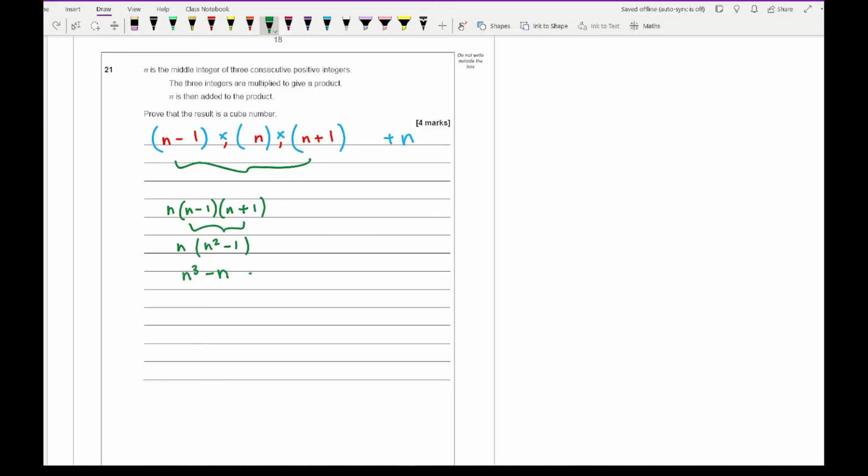Now if I then add n to that, you can see that the minus n and the other n cancel out, so all I'm left with is n cubed. So therefore the answer is a cube number, and this obviously is going to be my cube number. So in all, it's not actually that bad to prove. All you need to do is remember to use algebra and remember that your middle digit needs to be n.